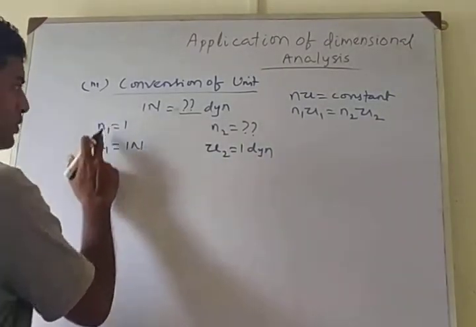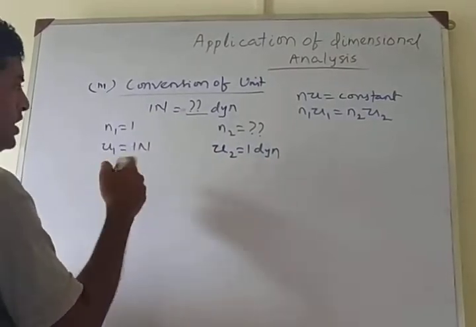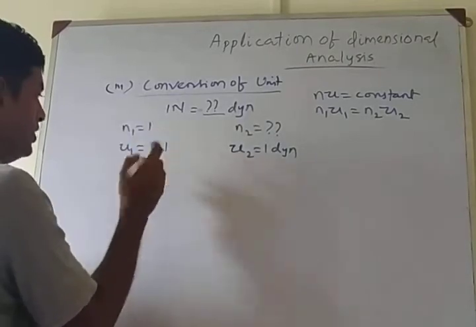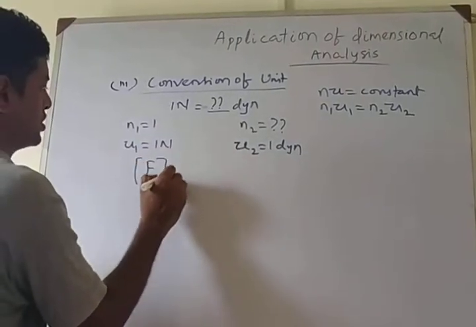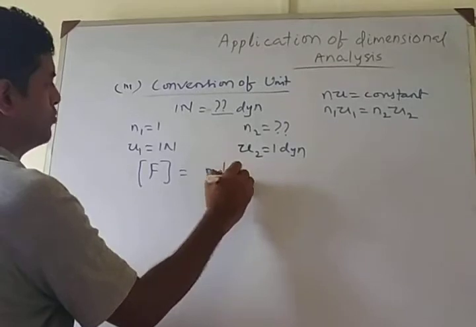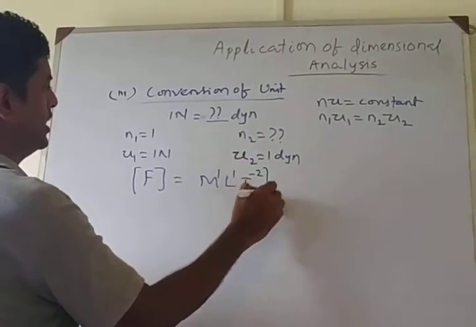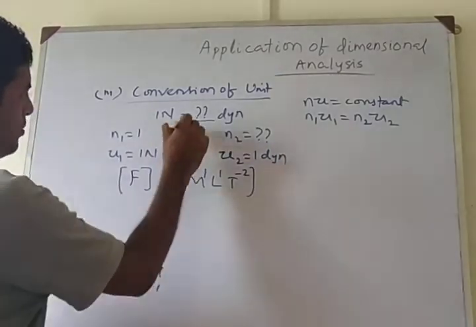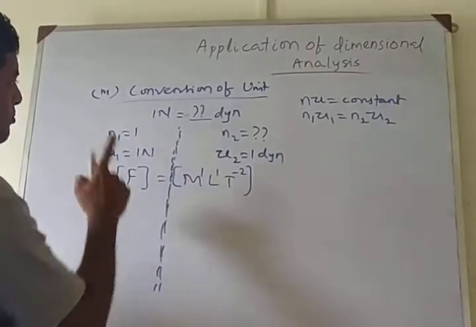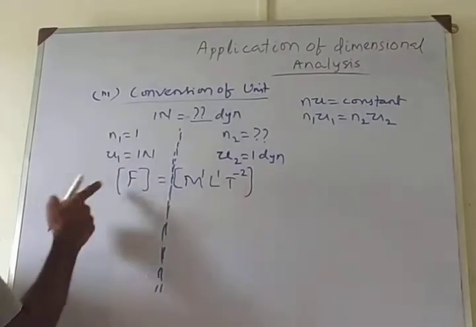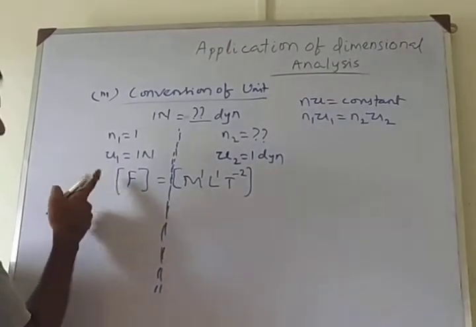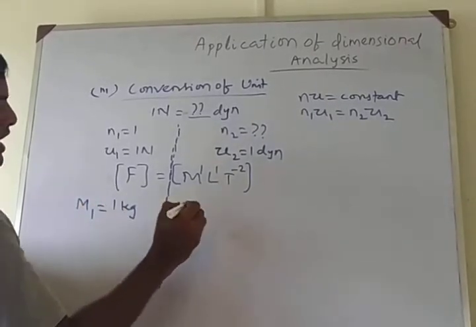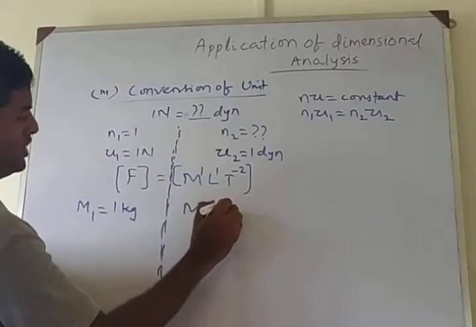So in the first step you write this. In the second step you write the dimensional formula of the physical quantity involved here. So here the physical quantity is force. So dimensional formula of force is M1 L1 T minus 2. So basically I am making a comparative study between system 1 and system 2. Here N1 U1. So in this system 1, that is MKS system, my M1 mass 1 will be 1 kg. Whereas here in this system M1 is 1 gram.